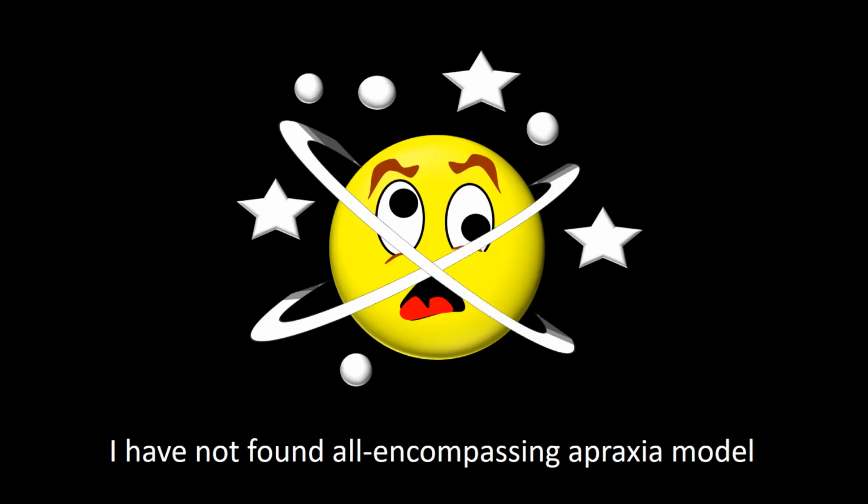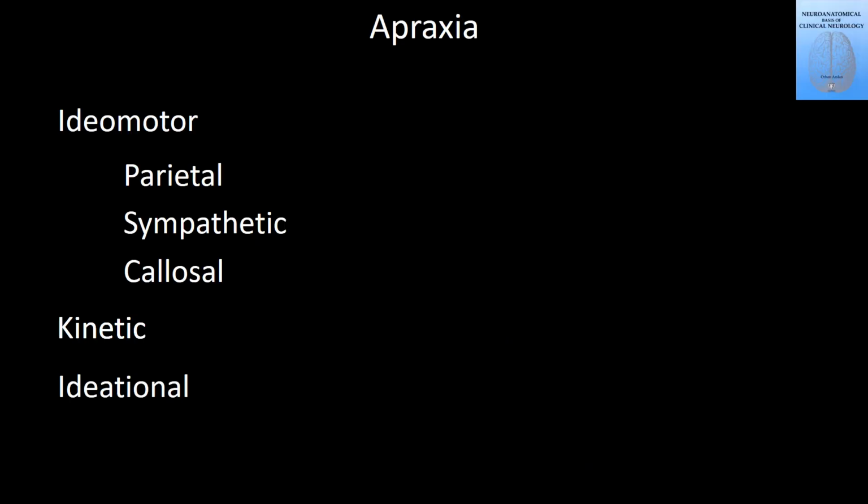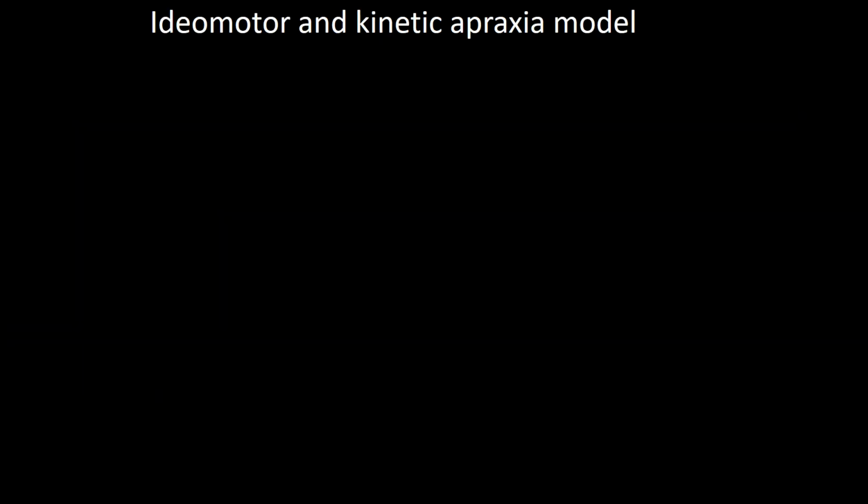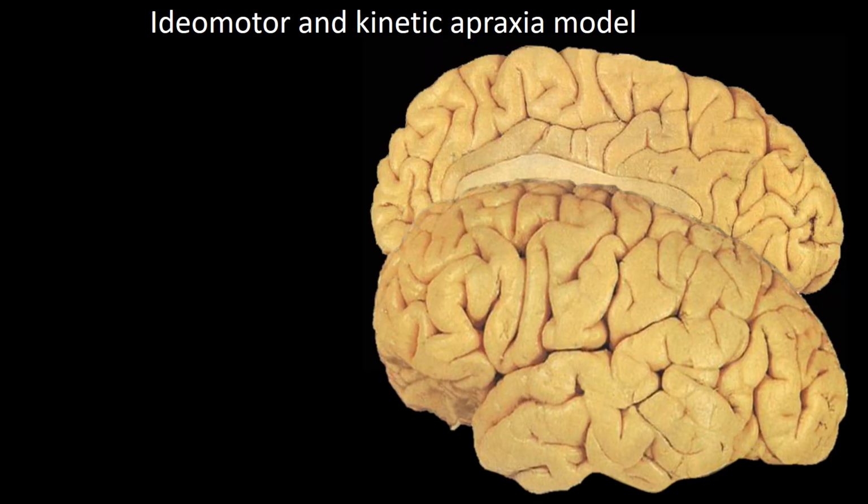As for aphasia and memory, I would have liked to present to you a model that would allow us to see the big picture, but I have not been able to find such a model for apraxia. I have found it possible to incorporate ideomotor apraxia and kinetic apraxia in one model, which I will use to explain these two conditions. The ideomotor and kinetic apraxia model can be designed using these images: the lateral surface of the hemisphere and the mesial surface of the right hemisphere.